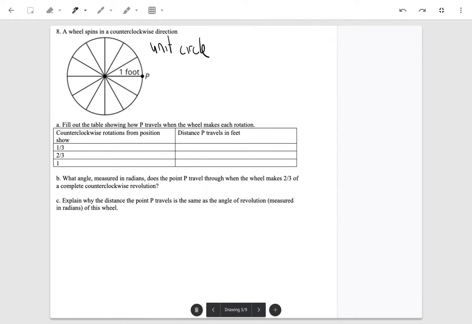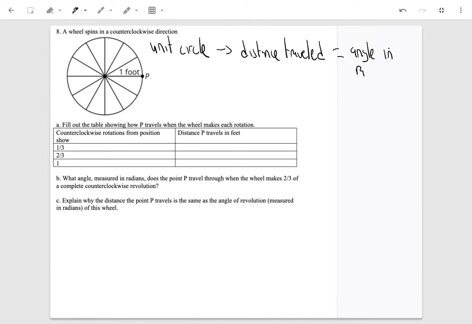And in a unit circle, the distance traveled is equal to the angle in radians. We learned in a very early lesson in this unit that if you have a unit circle, the distance traveled is equal to the angle in radians. So the answers that we put in this column here are going to be the angles in radians.